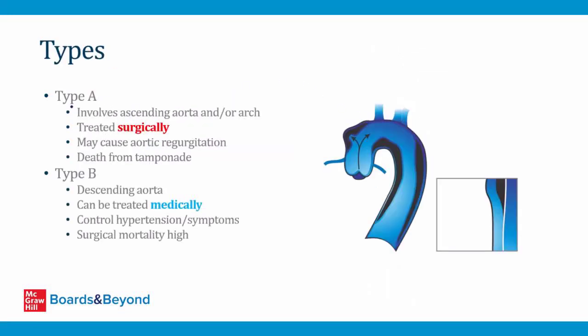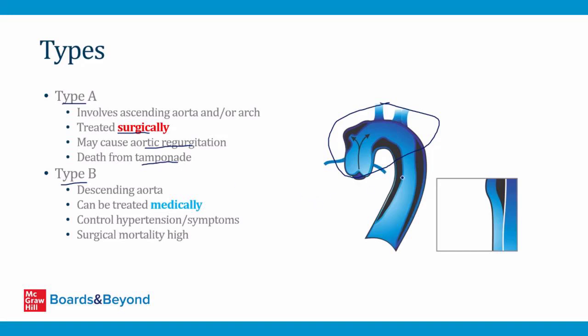Clinically, we divide aortic dissections into 2 types, type A and type B. Type A dissections involve the ascending aorta and the arch, so this region here. These are treated with surgery because the outcomes of surgical treatment are better than the outcomes of medical treatment. These are the type of dissections that can cause aortic regurgitation. They can also lead to tamponade, which is the way people die from aortic dissections.